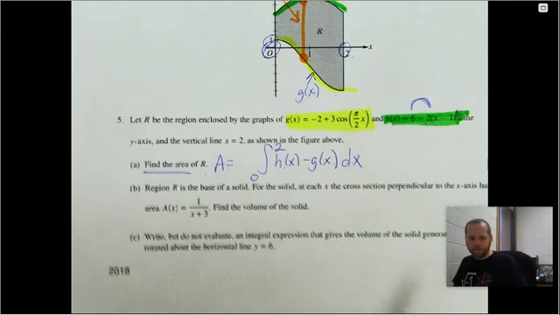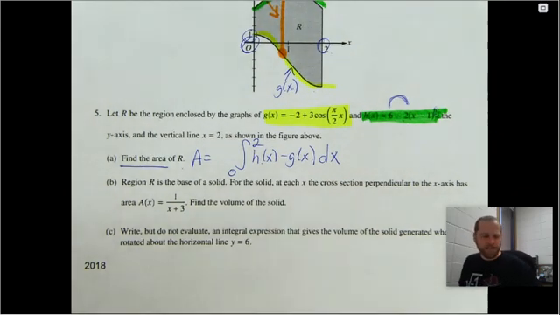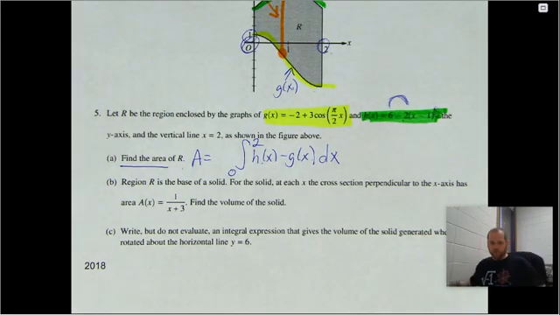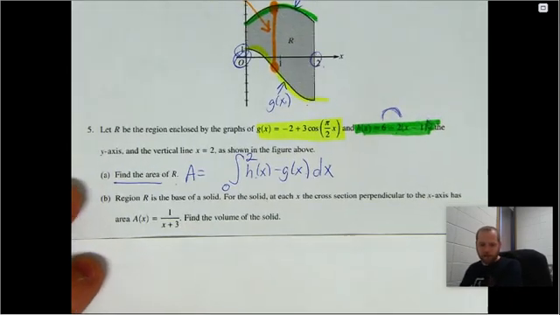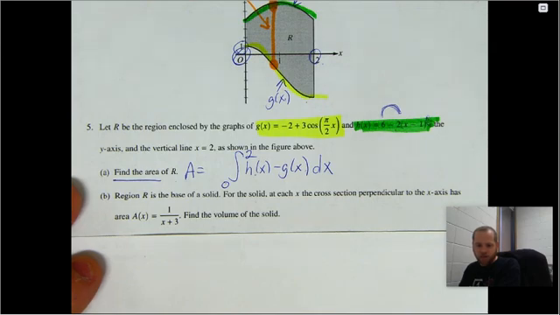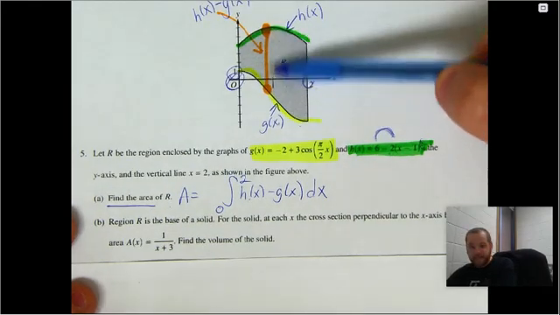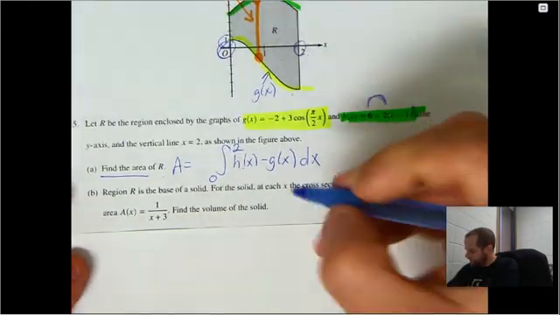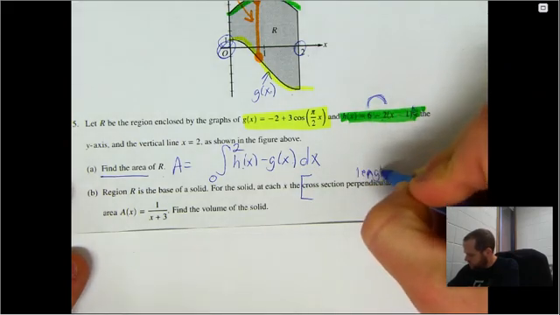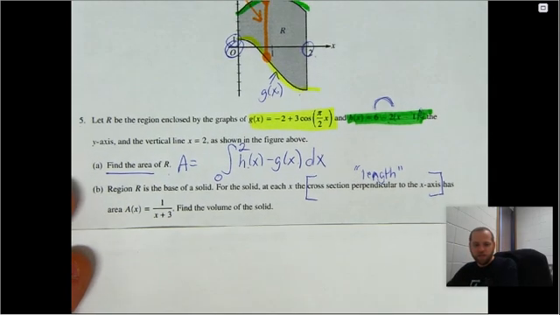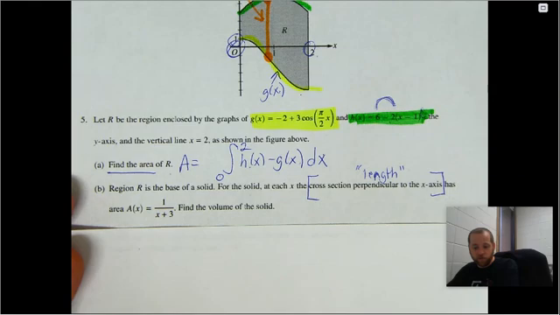So part A, back to the area here. Not hard to figure out the formula, definitely a more serious question on how you calculate. So now let's look at part B. Region R is the base of the solid. For the solid at each x perpendicular to the x-axis, so we're talking about at each one of these lengths, the cross section perpendicular to x just means the length. The length happens to have an area of 1 over x plus 3.